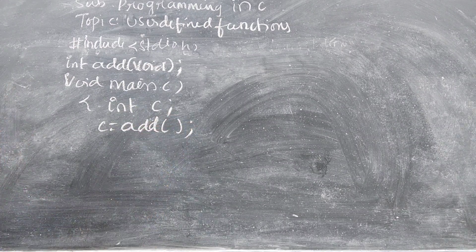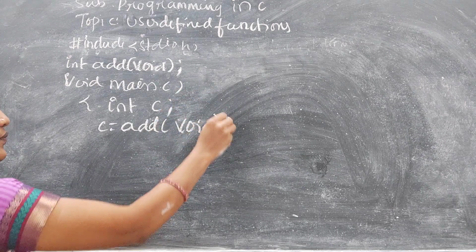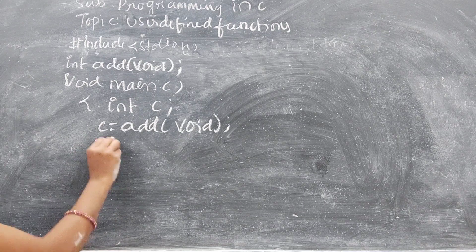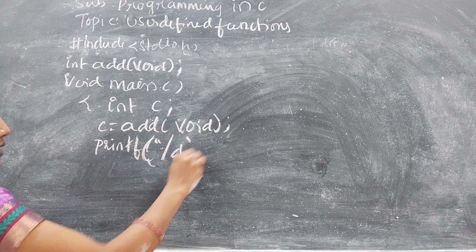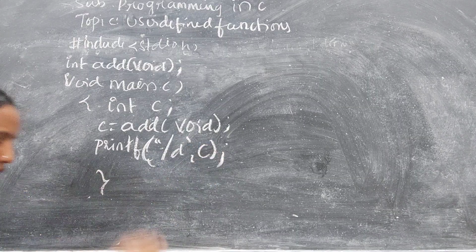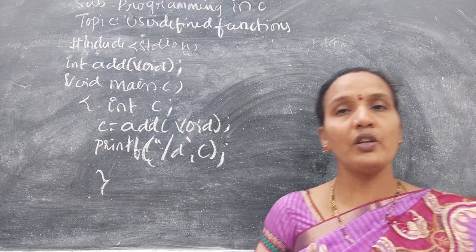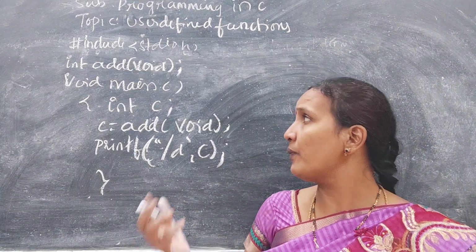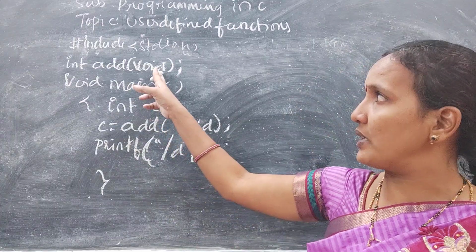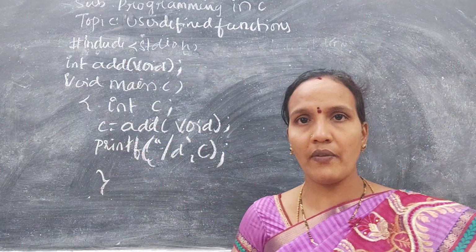Just I am calling the function. But where is the value here? There is no argument, so you give void. And I am printing this: printf %d c. So we are not passing a value. When there are arguments, then we will give the value. So here, no arguments, so while calling the function also we are not giving the value.